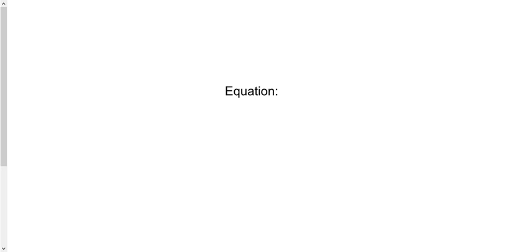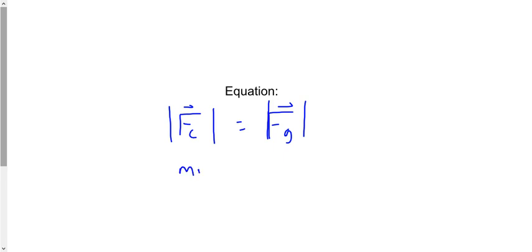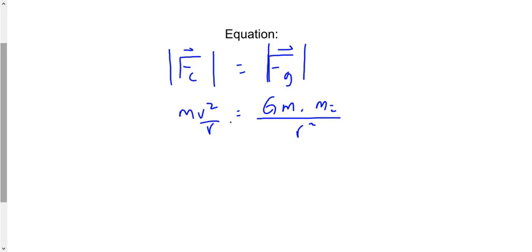Here's what we're going to do to analyze these satellites. Since the centripetal force is caused by a gravitational force, we're going to set those two equal to each other, just like we did earlier in the unit when centripetal force was caused by friction. The centripetal force is mv squared over r, and the gravitational force is G m1 m2 over r squared. We can simplify this a little bit because there are variables that appear on both sides. R appears on both sides, so we can cancel out one of them. So now we're left with m times v squared equals G m1 m2 over r.